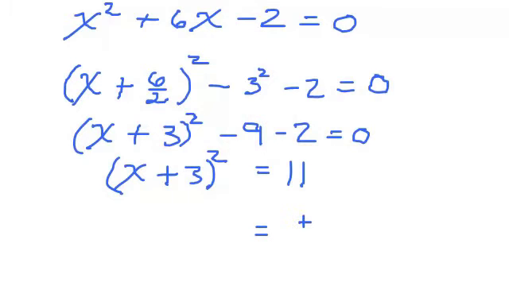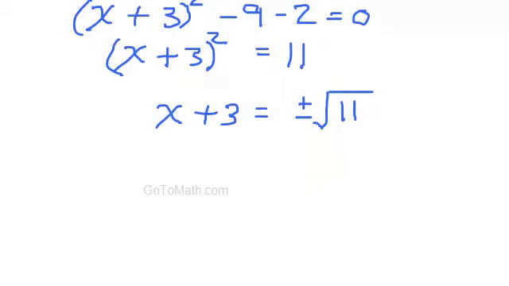Now remember to write plus or minus, and we're going to square root both sides. And when we square root a square, the square just goes away. And so now we're left with x is equal to, now take this 3 over, so we got minus 3 plus or minus the square root of 11. Isn't that magnificent?